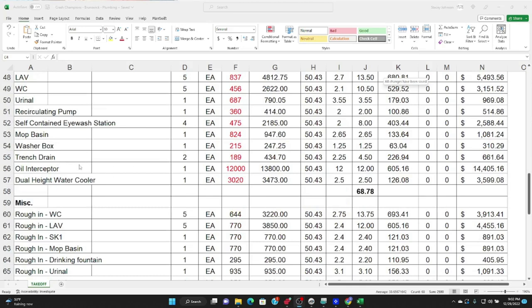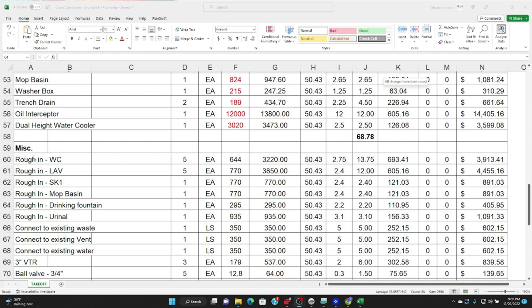trench drain. And now all of the miscellaneous charges that you would also include that don't necessarily show themselves on the plan, and the most important one is the rough-in cost for each of the pieces of plumbing equipment. Remember that rough-in is the additional cost to install a piece of plumbing equipment for the very first time. And you can see here for the water closet, for the toilet, $644 per unit. So this is something that you never want to leave out.